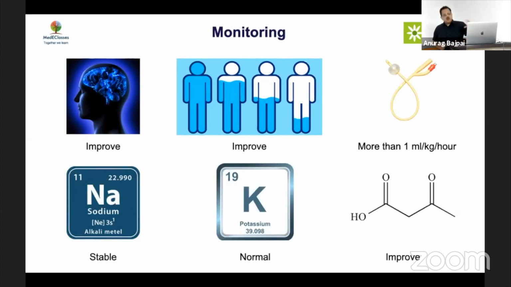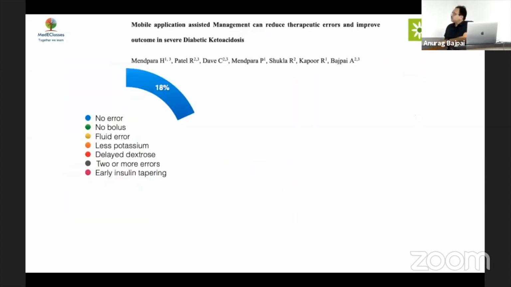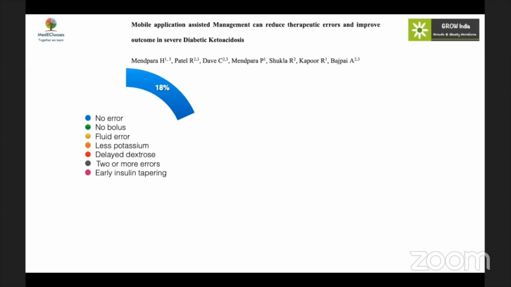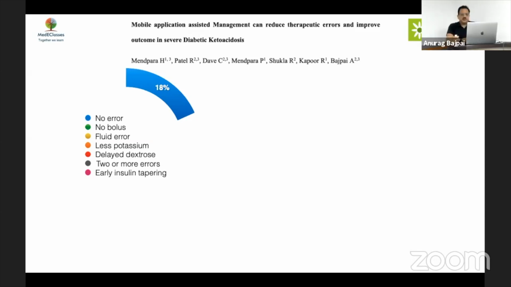Now, why I'm talking about all this is that each and every one of these parameters is part of our DKA tool. When you enter that, it gives you what is to be done and what is not to be done in that regard. Now, I'll bring in Dr. Hemang, who has done this very interesting study about how there are therapeutic errors in diabetic ketoacidosis and how we can improve on that. Dr. Hemang? Yes, sir. You can switch on your mic, please. So you can tell us about the study.